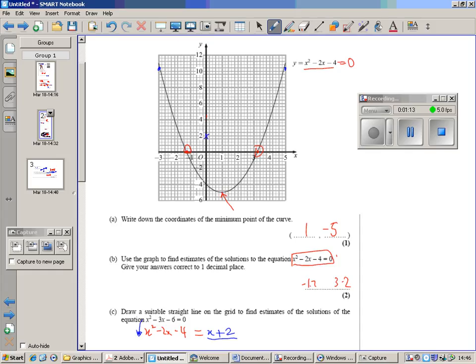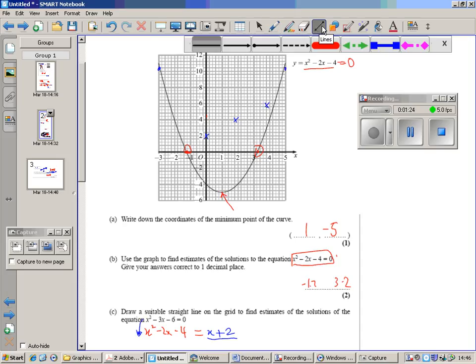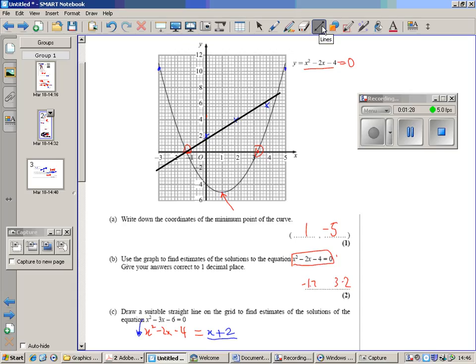So it's going to look like... sorry, this is difficult to see what's going on. It's going to look like that, so let's draw a line through like so. That may not be a perfect line, but you get the idea. That's y equals x plus 2.